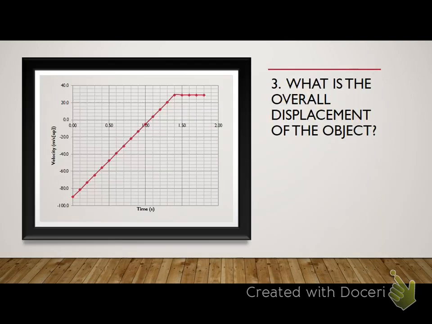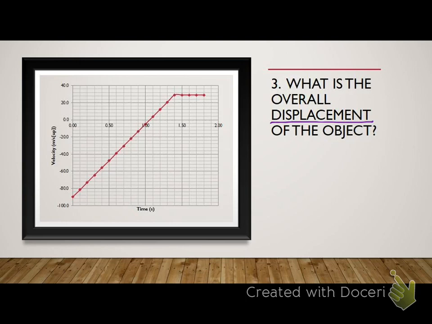Third question is dealing with what is the overall displacement of the object. And again, the key there is we're talking about displacement. So now we want to know, where are we in relation to that reference point? If I asked about distance, I would want to know, it doesn't matter what direction they're going, I want to know what their total distance or the total length of travel was.